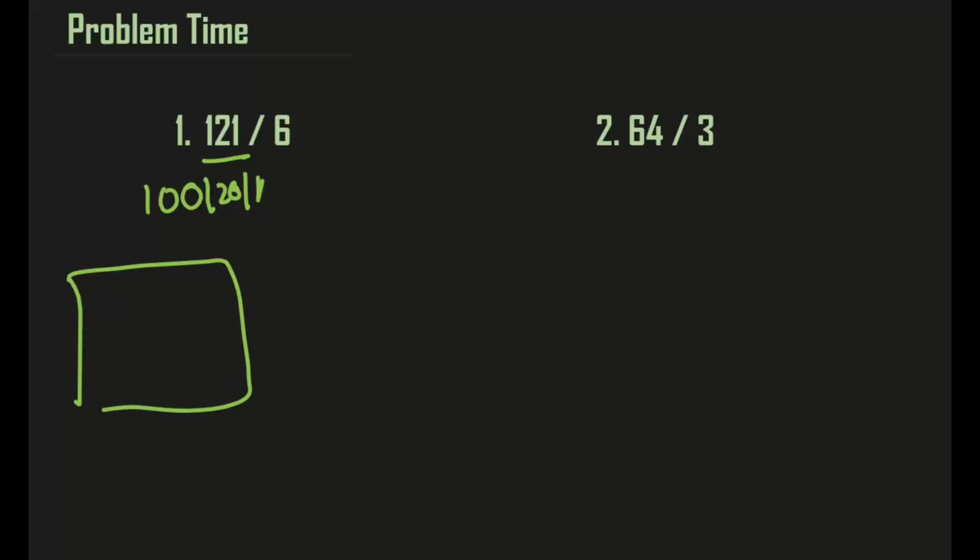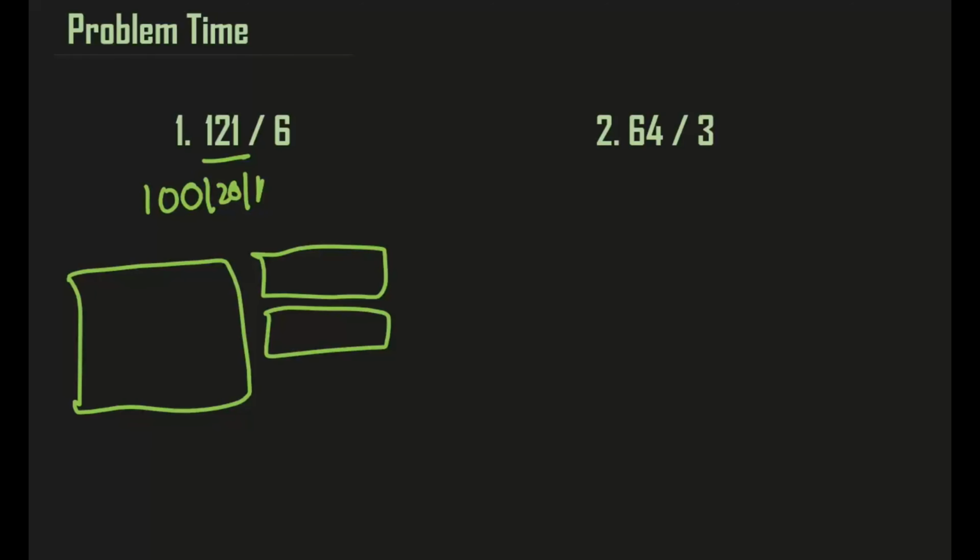So first off, we're going to do the first problem. 121 divided by 6. So it's obviously a 3-digit number, but don't get confused, it's the same thing. So first off, we're going to divide it into 3 pieces this time, because the first one is going to be 100, the second one will be 20, and the third one will be 1. So obviously 100 is a big square, and then 20 are 2 rectangles.